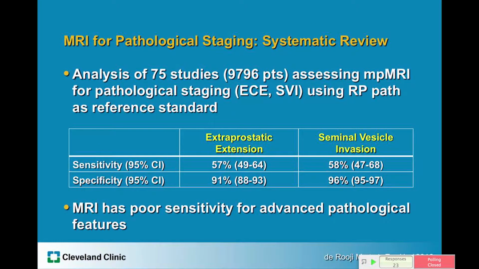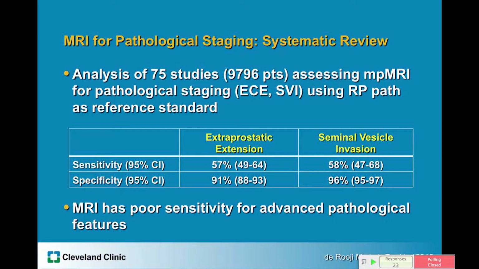So how good is MRI at pathologic staging? A systematic review looked at this, 75 studies, close to 10,000 patients. They all had multiparametric MRI, and they looked at its ability to detect extracapsular extension or seminal vesicle invasion using radical prostatectomy pathology as a reference standard. And overall, MRI is not great, so it does not have good sensitivity for extraprostatic extension or seminal vesicle invasion, with sensitivities of 57 to 58%, but specificity is good, so if they do see it, it is likely there.